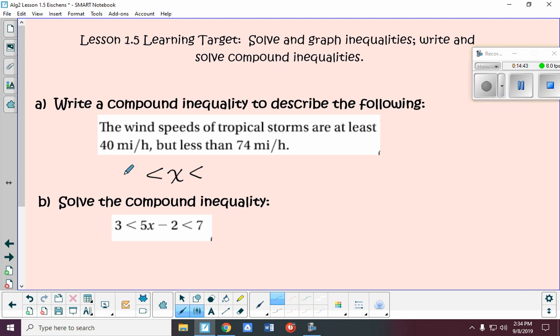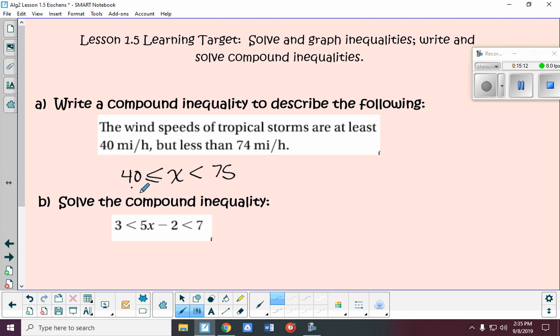Make the arrows both point the same direction to the left. The minimum it would be 40. And it says at least 40, so it would include 40, but less than 74. So when you write these compound inequalities, these AND problems, put the letter in the middle, make your arrows both go to the left facing the same direction, put the smaller number on the left, the bigger number on the right, and then you just have to read carefully to see if you have equal to in either one of them. So that is your solution there.